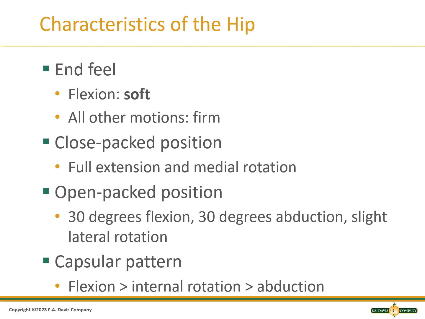Our end feel for the hip is going to be firm in all directions except for flexion. For flexion, we have a soft end feel because of soft tissue approximation of the thigh meeting the abdomen, but for all other motions of the hip, the structure of the joint capsule results in a firm end feel for everything else.